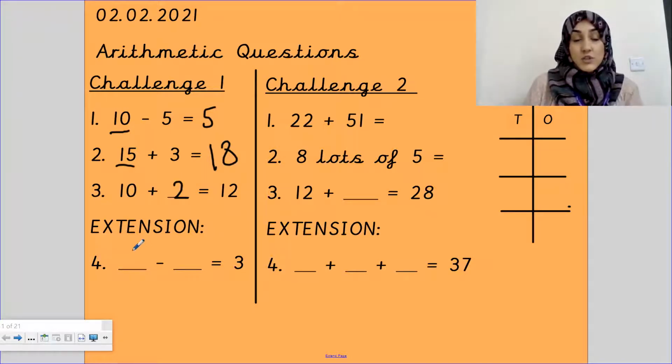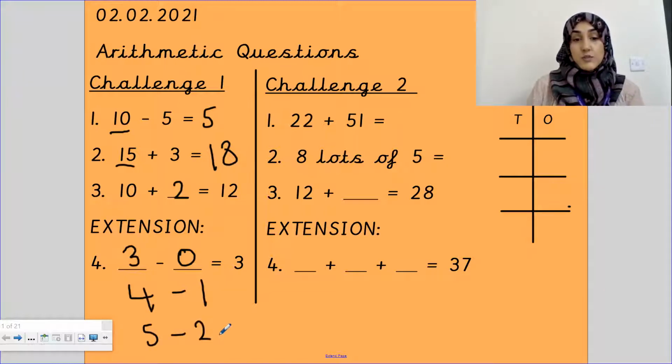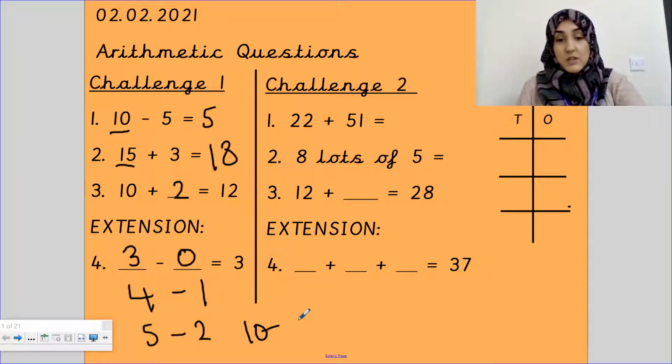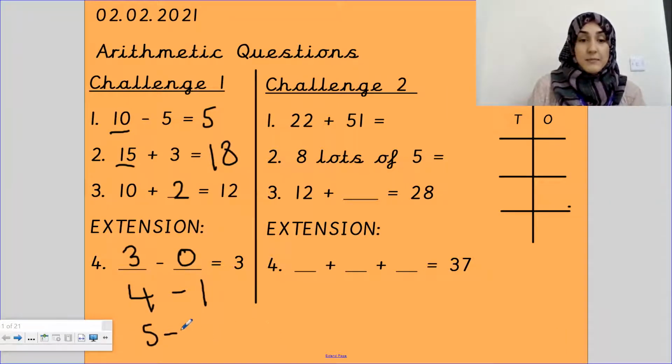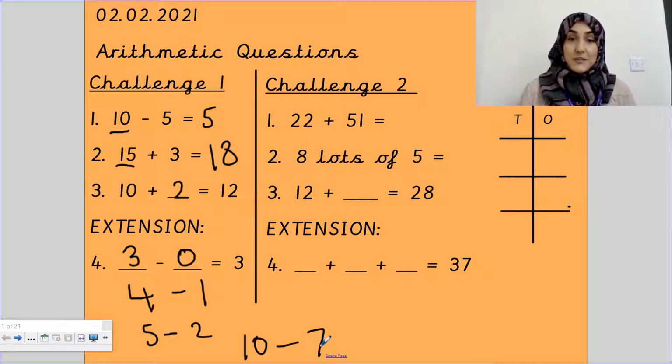Now for our extension, we've got something take away something equals 3. I'm going to go with nice and easy. 3 take away 0 equals 3. You could also have 4 take away 1 equals 3, or you could even have 5 take away 2 equals 3, or you could even have 10 take away 7, which also equals 3.